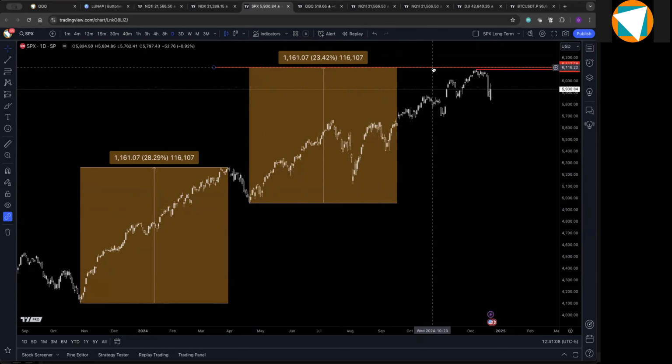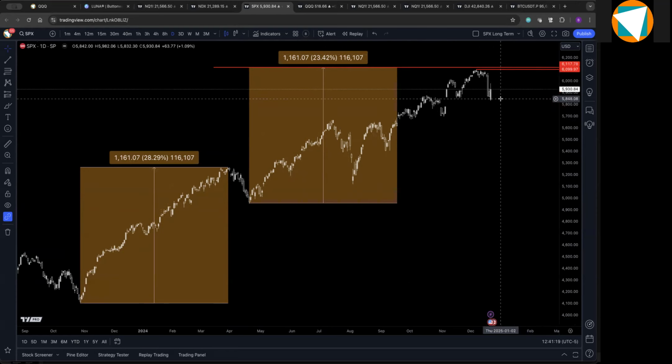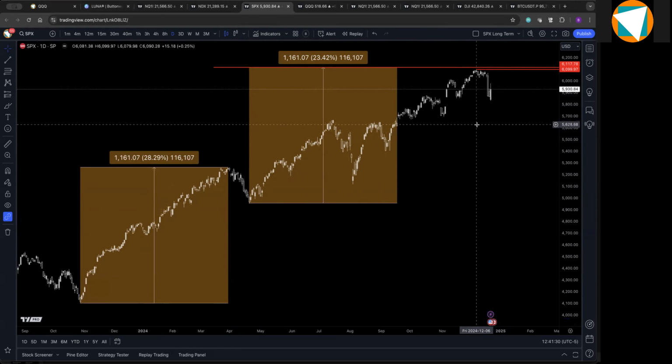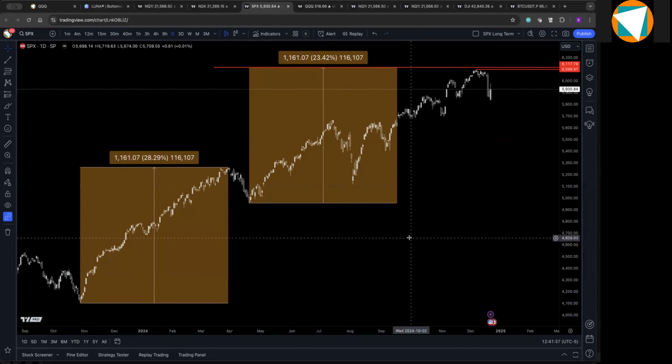And that completes at 6,117.78, so rounded up, 6,118 on the SPX. And the actual high was 6,099.97, or 6,100. So we're basically within 18 points of a complete ABCD pattern over basically the year. So that is one interesting chart.